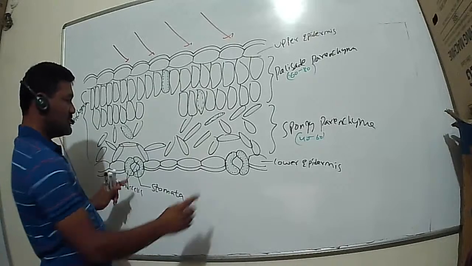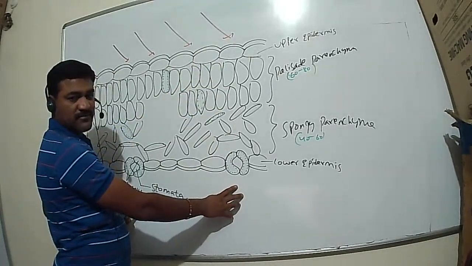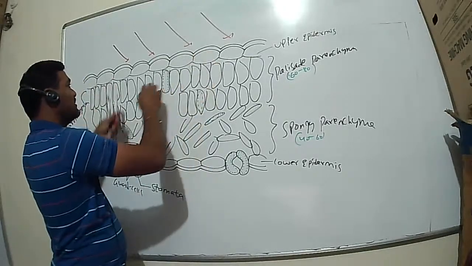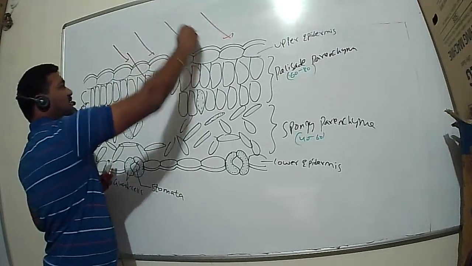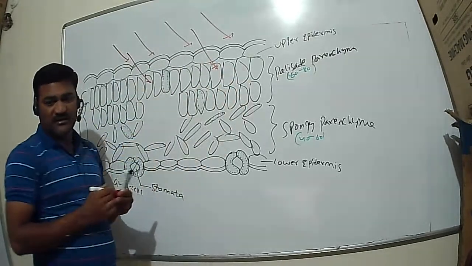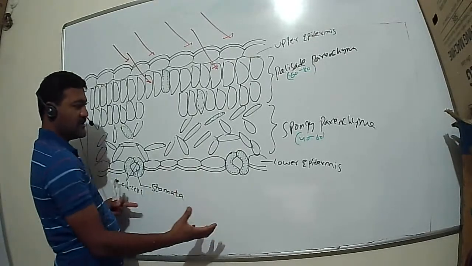And one more important thing: stomata are not found on the upper epidermis. They're always found on the lower epidermis. Why are they not found on the upper epidermis? If there are openings on the top, the sunlight can get inside and damage these chloroplasts. So that's why stomata are always found on the lower epidermis.